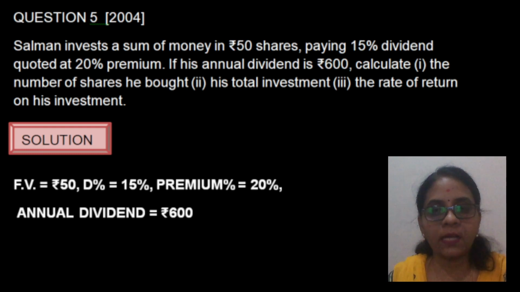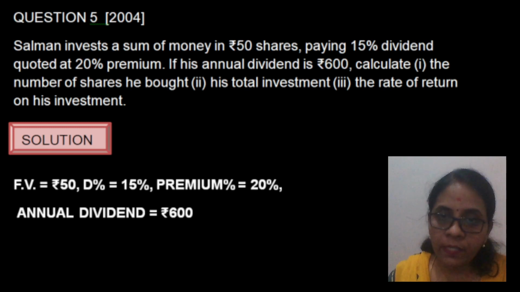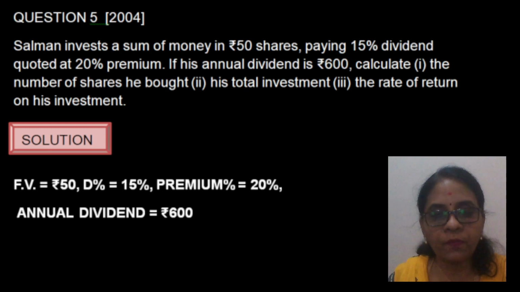Now let's start. So we don't know investment. So how will you find the number of shares? We have to find the number of shares using the second formula. There are 2 formulas. Remember, number of shares is investment by market value. Also, it is annual income by income per share. In this case, we have to use the second one, which is annual income by income per share or dividend per share.